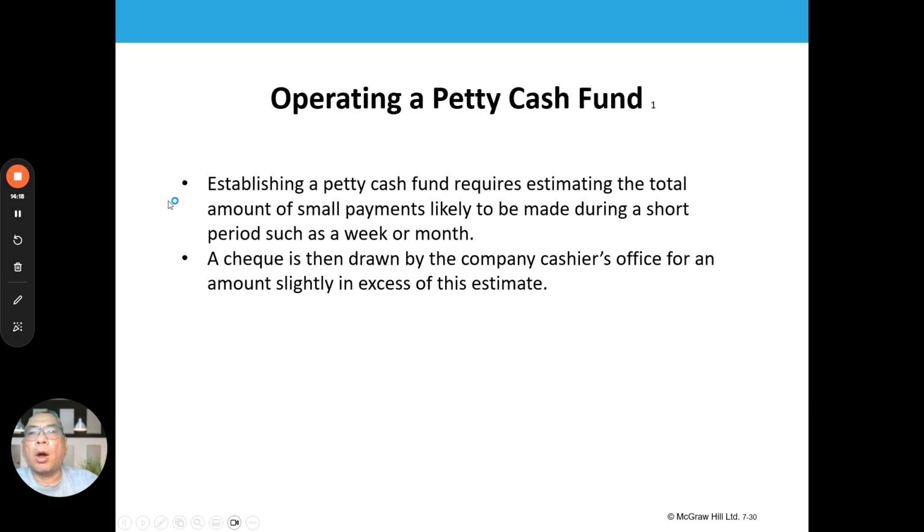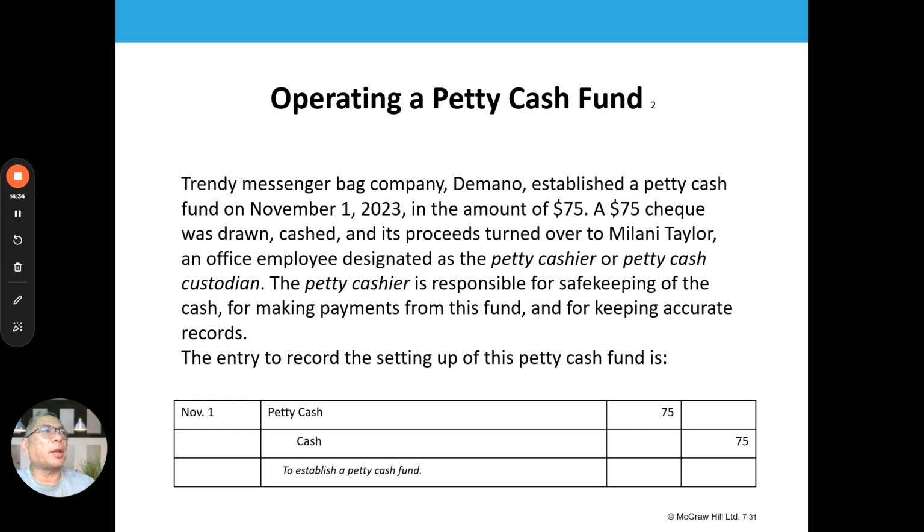Operating a petty cash fund: establishing a petty cash fund requires an estimation of the total amount likely to be spent during a short period, such as a week or month. A check is then withdrawn by the company cashier for an amount slightly in excess of this estimate. Here is an example of operating a cash fund.